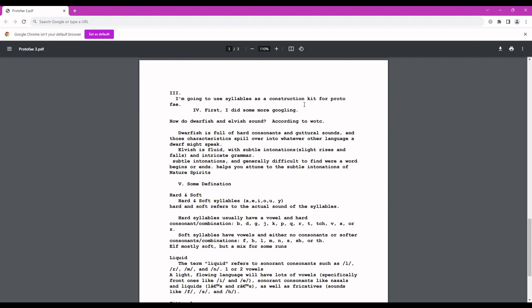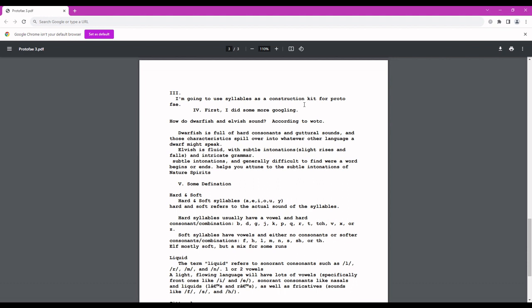But it's a start. And then I Googled Elvish and checked out the WOTC source again, and apparently Elvish is fluid with subtle intonations. I found subtle means like slight rises and falls, and then intricate grammar. Okay, so that's kind of useful, but again, fluid? What is that? Okay, I figured out subtle, but it still left me with questions. So, what did I do? Well, I Googled them. I Googled hard, soft, guttural, fluid, and checked to see what I could find. Okay, so I did find some useful stuff.